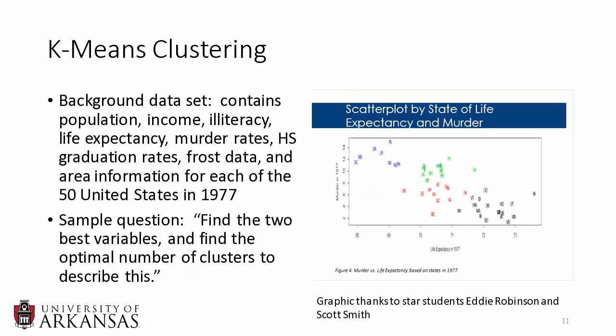In our class, we've got a background data set. It contains United States demographic information from 1977 because disco lives forever. It contains population, income, illiteracy, life expectancy, murder rates, high school graduation rates, even frost data, and area information for each of the 50 United States in 1977. And the sample question is, can you find the 2 best variables to do the clustering on, and then find the optimal number of clusters to describe this?